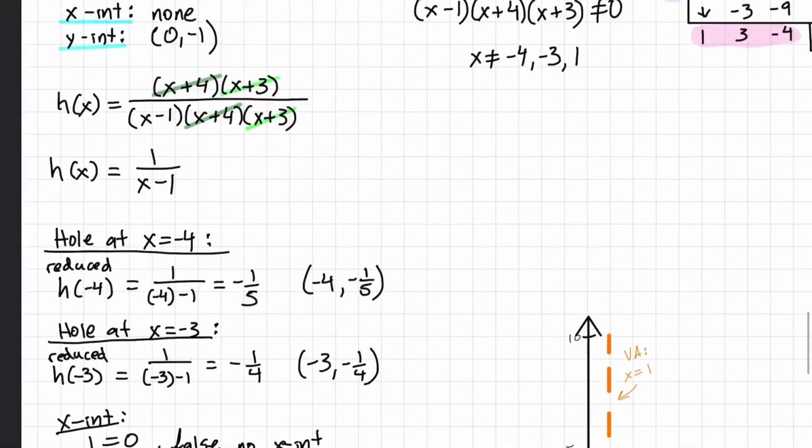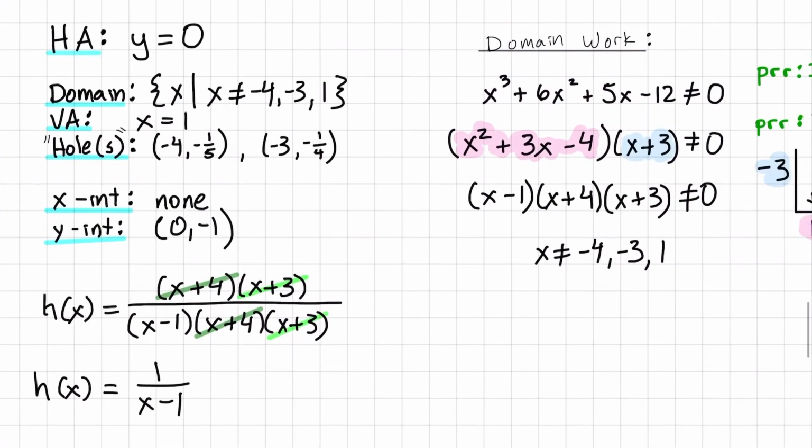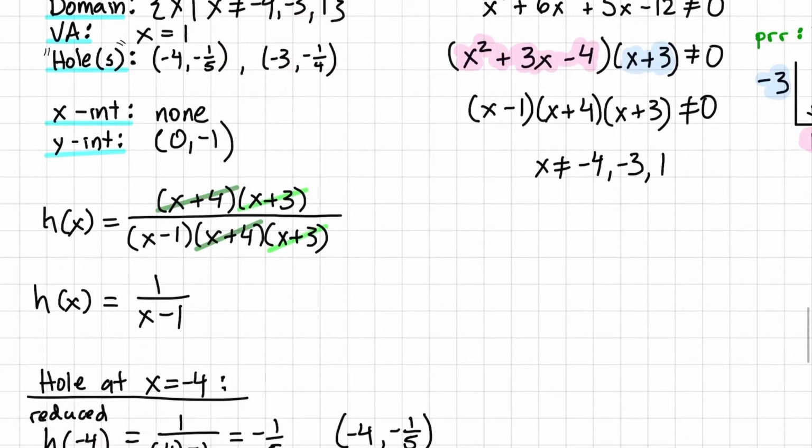All right, so here we are. So that means that these factors lead to holes, and then this factor that's left over, this x minus 1, is a vertical asymptote. So I have a vertical asymptote at x equals 1. So now I need to find the y values of these holes.